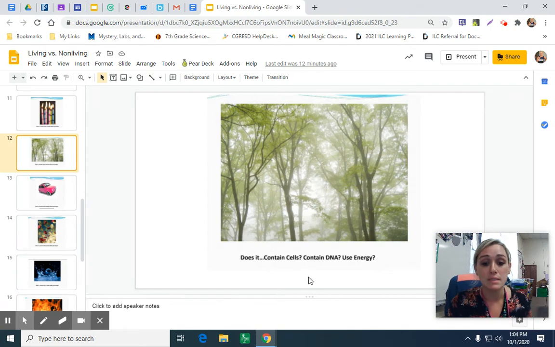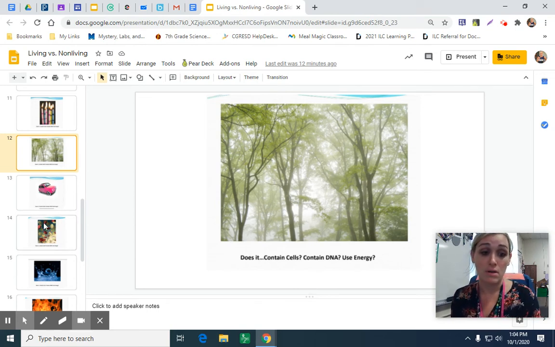How about a tree? Does it contain cells? Absolutely. Does it contain DNA? Yep, that tree needs that DNA to pass to its offspring so that they can create more of its own kind. Does it use energy?